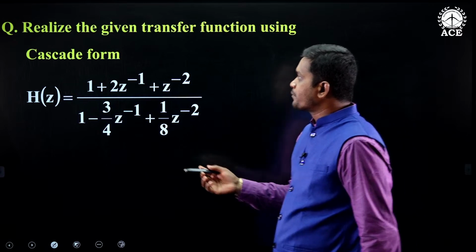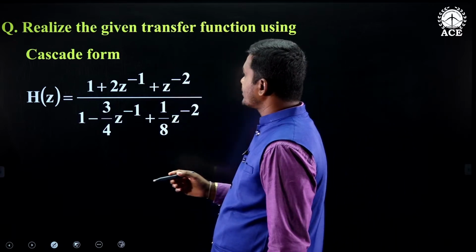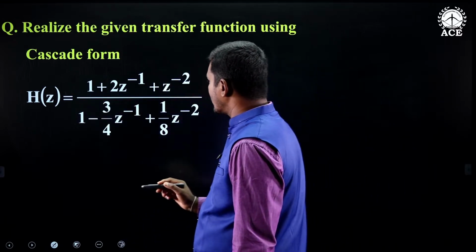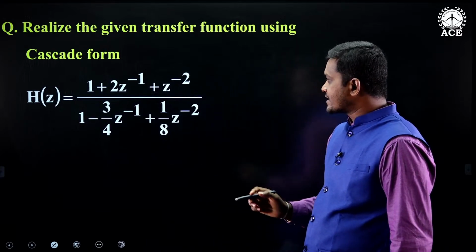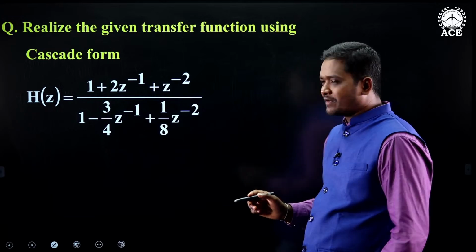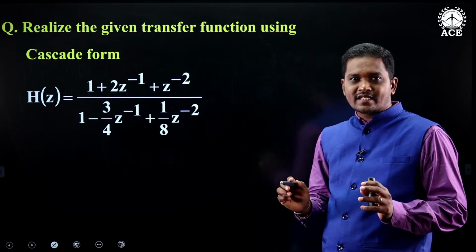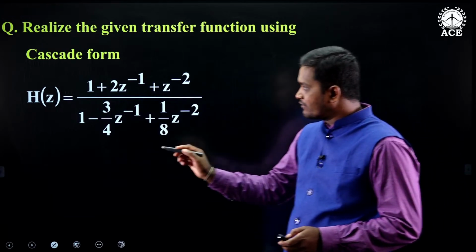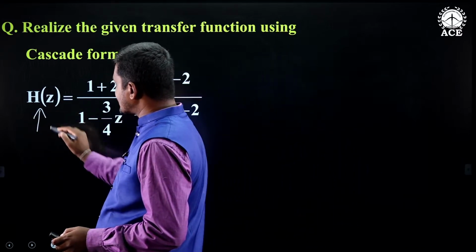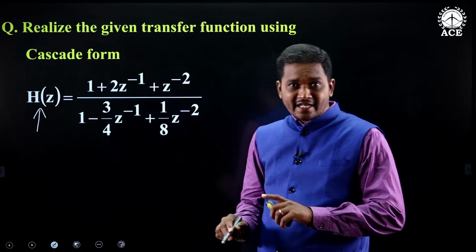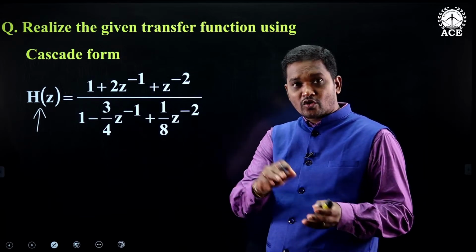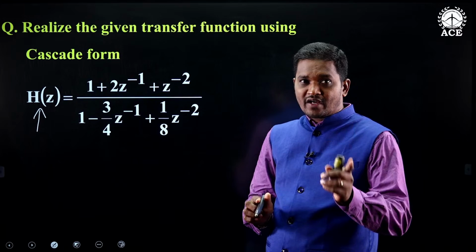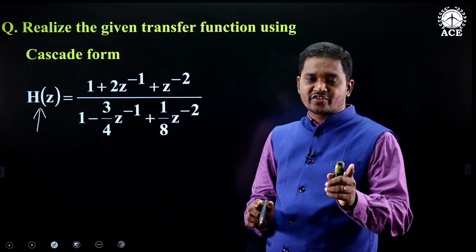See one problem. Realize the given transfer function using cascade form. H of z is equals to 1 plus 2 z inverse plus z power minus 2 by 1 minus 3 by 4 z inverse plus 1 by 8 z power minus 2. What do you need to do here? You have to convert this H of z. Here the transfer function is directly given. Suppose if a difference equation is given, you need to convert it into transfer function. So for cascade form, we need transfer function.